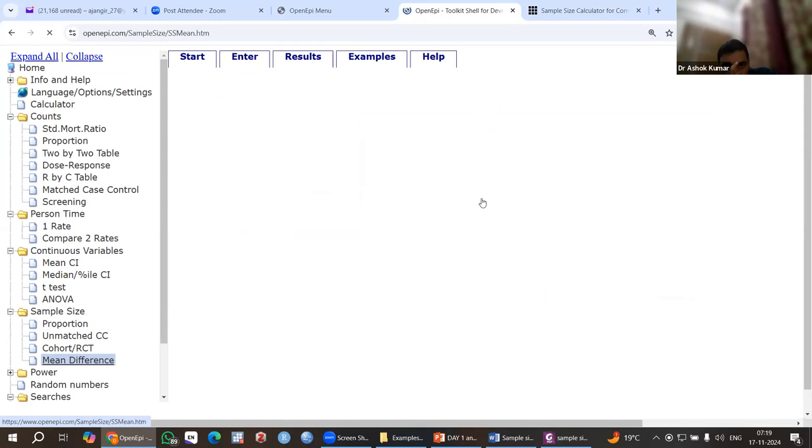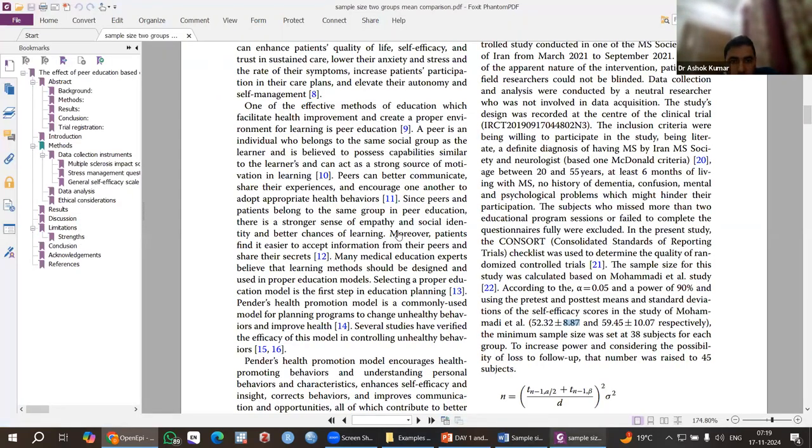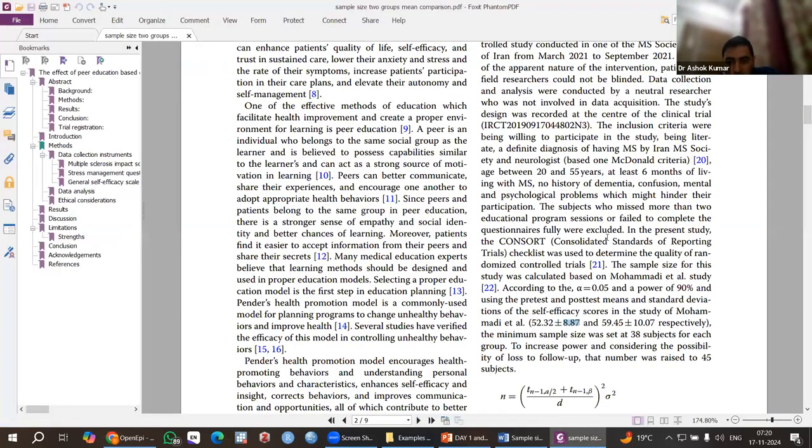So I can say, okay, it will take time. Sometimes it will take, okay, wait. So we can calculate sample size. Okay, I'll show with the OpenAPI.